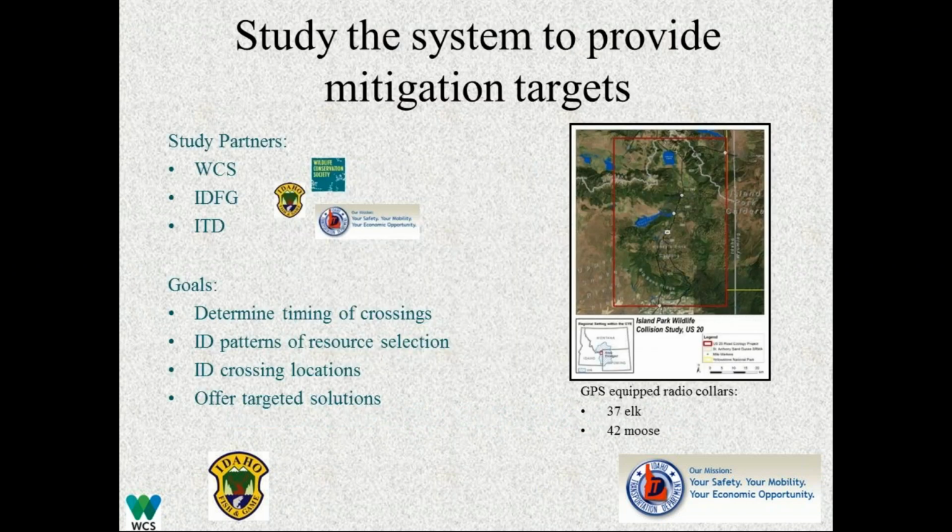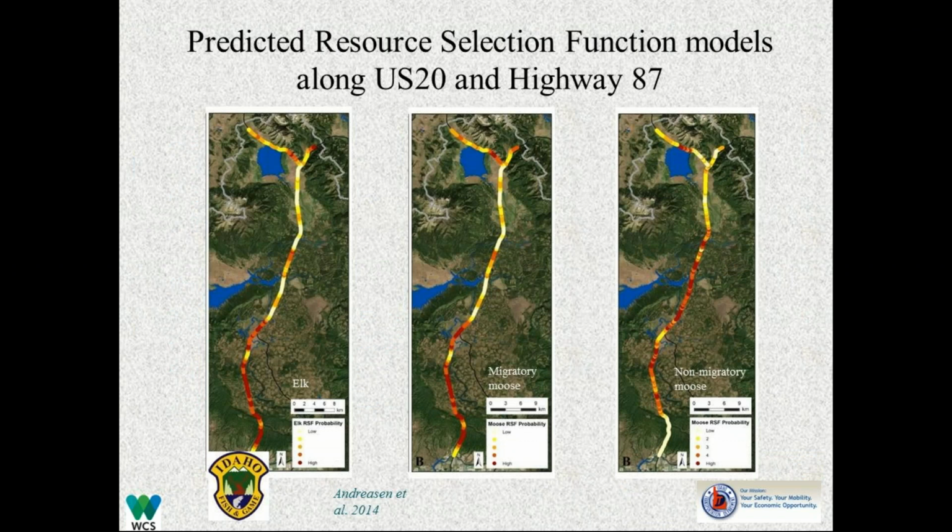So I'm going to go through this fairly quick, but WCS partnered with Idaho Fish and Game and the Idaho Transportation Department, and we collared 37 elk and 42 moose, and we used techniques very similar to what we just did for pronghorn. And we identified the crossing locations and the high probability crossing locations for elk, as you see here on the left. The higher probability crossings are in red. Migratory moose in the center, and non-migratory moose or year-round residents here on the right.